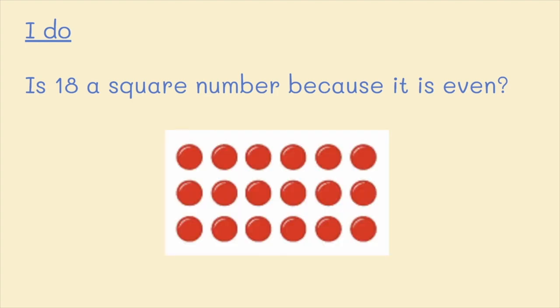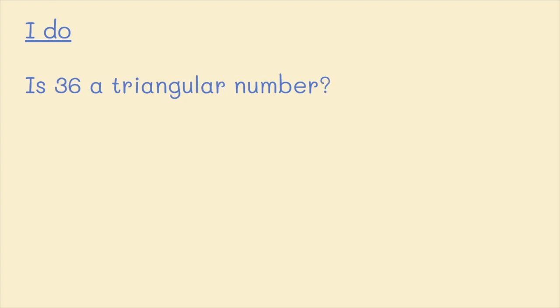As we can see here as well, it doesn't make a square when we draw it out into an array. There's no way we can arrange 18 dots into a square, so it is not a square number.